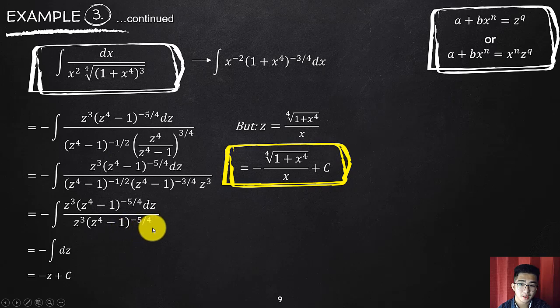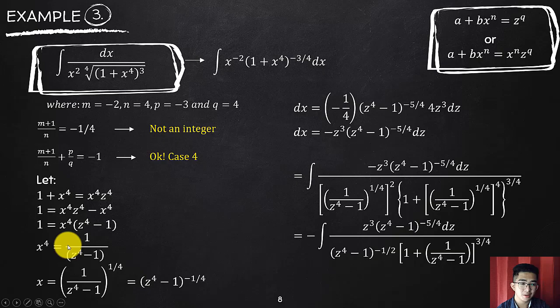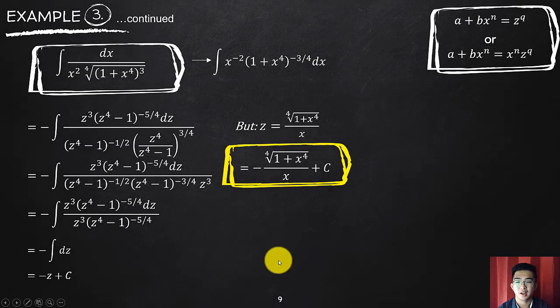So if we simplify that, notice that z cube on the numerator will cancel with z cube on the denominator. Z raised to 4 minus 1, quantity raised to -5/4, will cancel with z raised to 4 minus 1 raised to -5/4. Okay? Therefore, leaving us only with the integral of dz. After all of that simplification, we're only left with the integral of dz. So much for effort, right? But still, if you have a wrong simplification from this, you will not arrive at this.